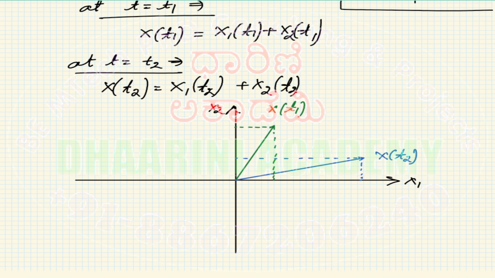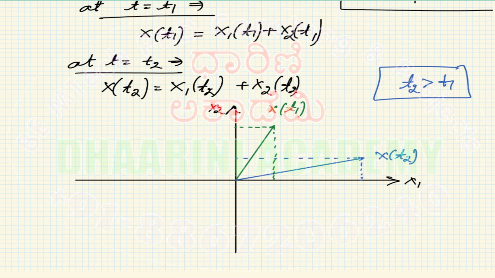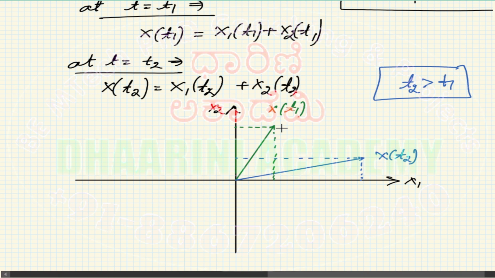Okay, fine. Now let's assume that t2 is greater than t1, in the sense that t2 comes later and t1 comes first. So from t1 your state of the system changed to its state at t2, x of t2. You can see that the state has been changed from x of t1 to x of t2, isn't it? So just see, the red colored line indicates that the state is changing in this direction.